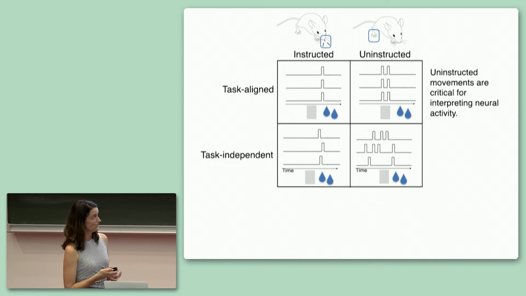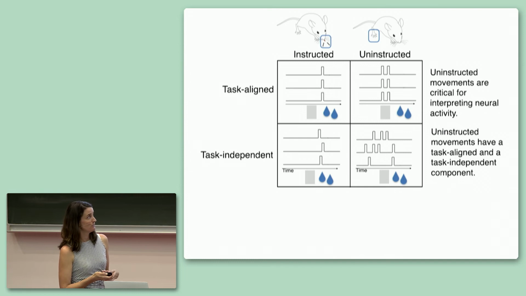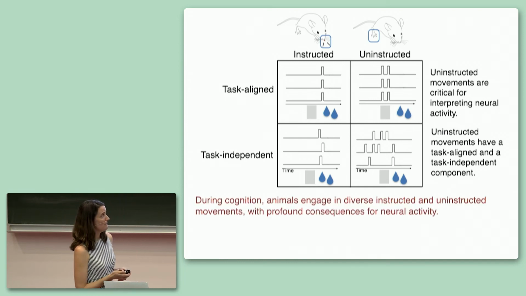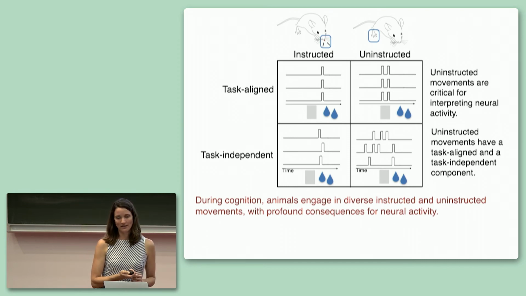Okay, so I'll summarize what I've told you so far. I've argued that uninstructed movements are critical for interpreting neural activity, that uninstructed movements have both a task-aligned and a task-independent component. And the main message that I hope you'll take home is that during cognition, animals engage in diverse instructed and uninstructed movements with profound consequences for neural activity.